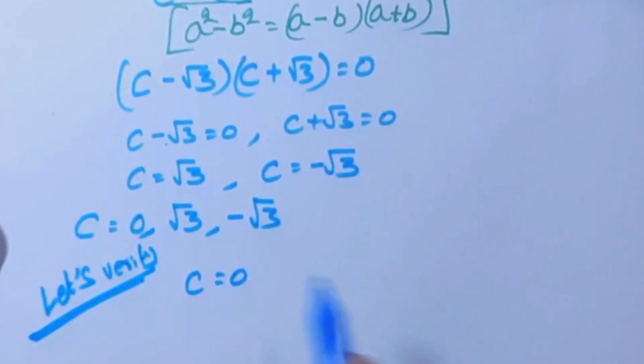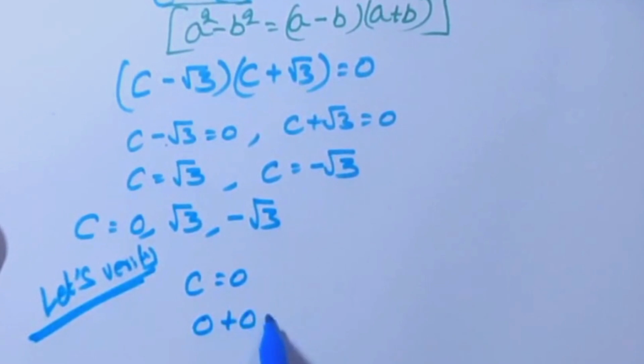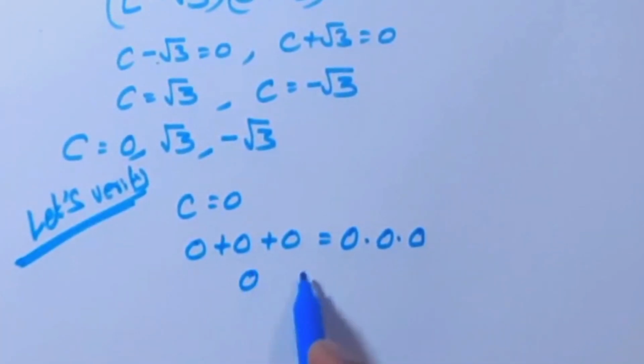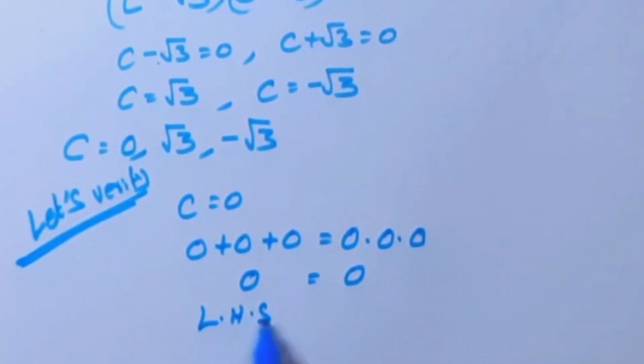C equal to 0. In the equation, 0 plus 0 plus 0 equal to 0 times 0 times 0. So here 0 equal to 0. So LHS equal to RHS. Now we are going to verify this.